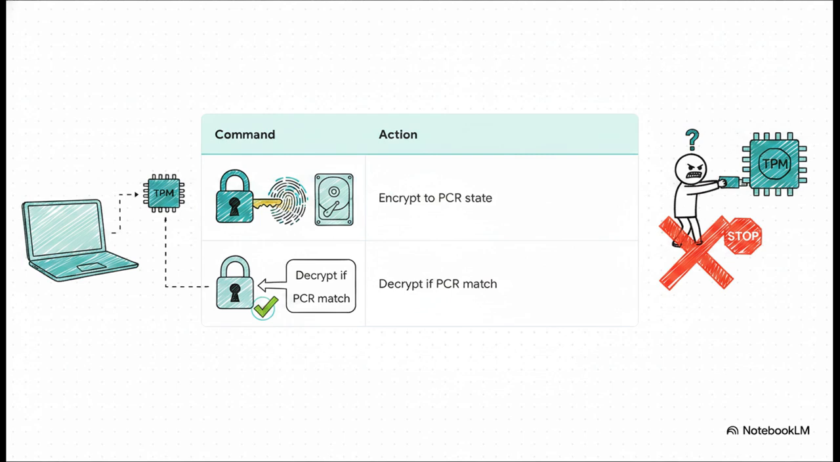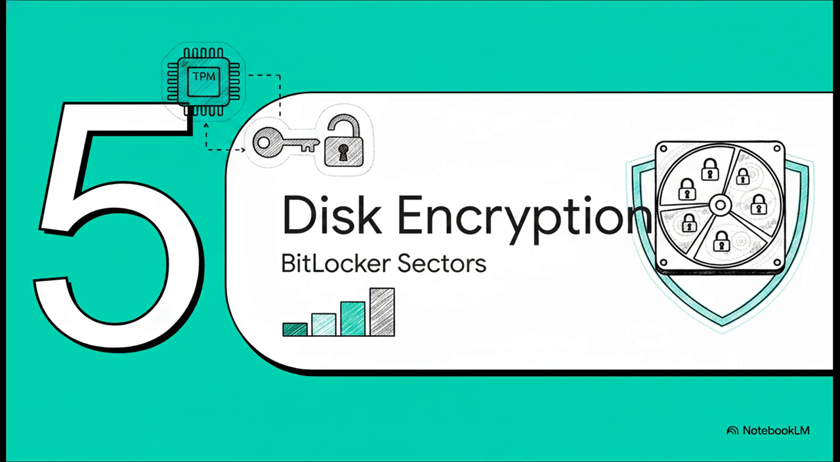When you restart the laptop later, the system asks the TPM to unseal the key. And here's the kicker: the TPM is incredibly stubborn. It will only hand over the key if the current PCR state perfectly matches the state when it was sealed. So if a thief tries to boot your laptop using a malicious USB drive, the software code is different, the PCR hash values change, and the TPM flat out refuses to unlock the key. No way, access denied. Which brings us to Section 5, BitLocker and hard disk sector encryption.